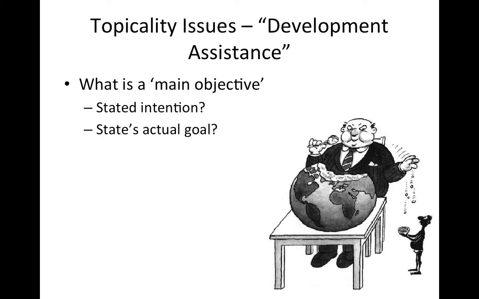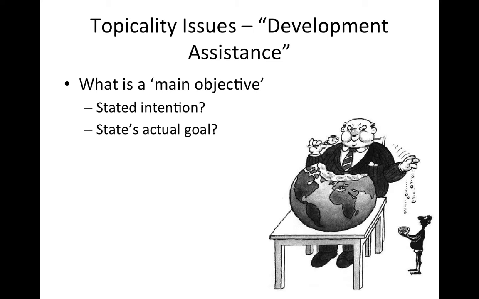Here are some potential issues that I see with this definition of development assistance, even though it is the one that's most commonly used. The first thing is, what is a main objective? So there are two ways that we could hypothetically view this. The first one is as the stated intention of a policy, which would mean that when a government passes a policy, they would say that it has the explicit intention of helping another country develop.